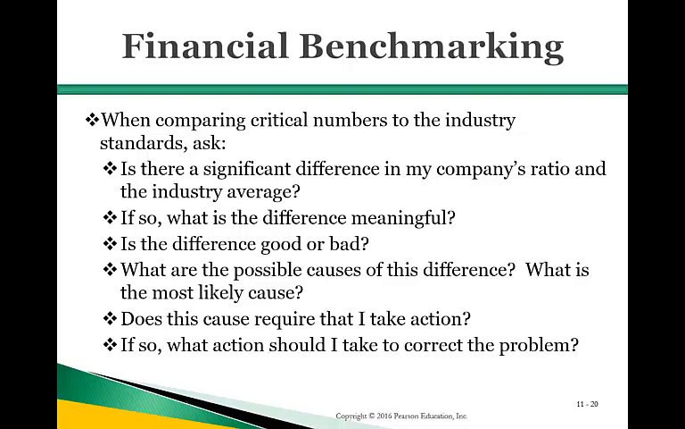So financial benchmarking is comparing our firm to other firms in the industry. So we're looking for any significant differences in our company's ratio compared to the industry average. Is the difference meaningful? Is the difference good or bad? What are the possible reasons for that difference? Remember, a ratio has two parts, the numerator and the denominator, and either one of those could be out of line, causing the ratio to look good or bad. Then, if there are problems, what action should I take to correct those problems?